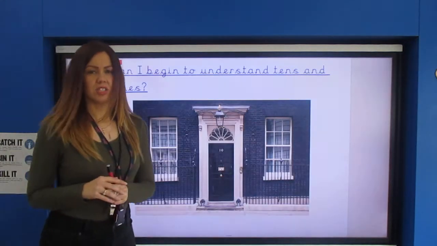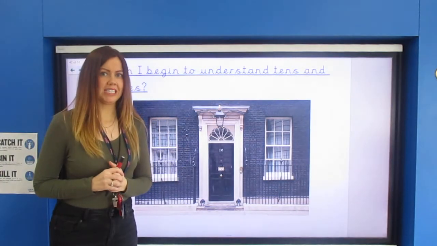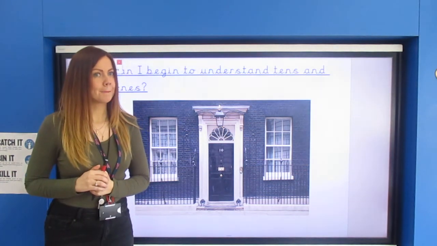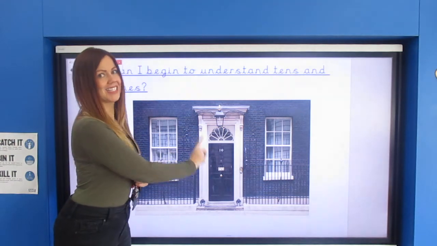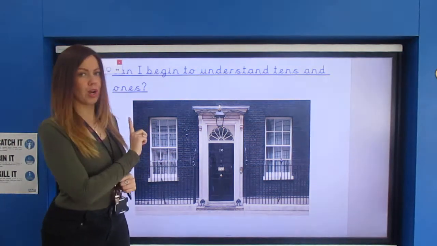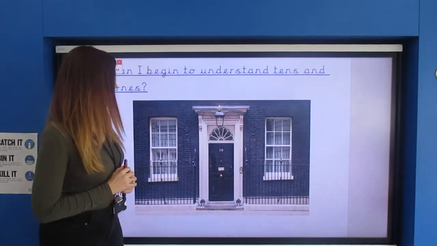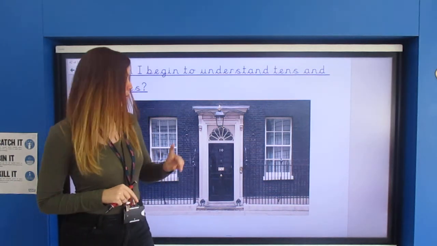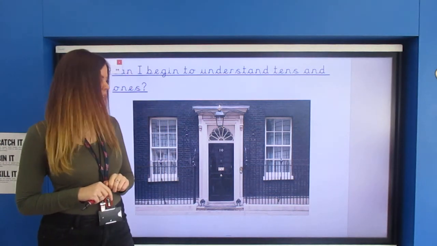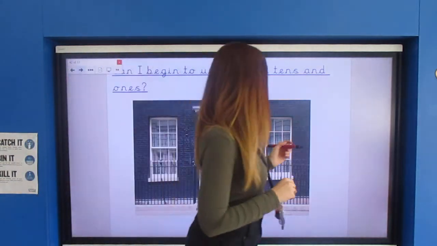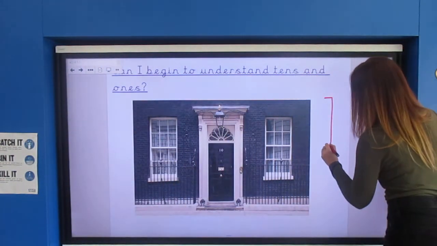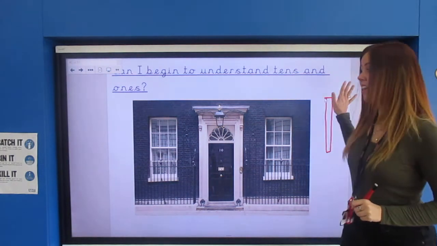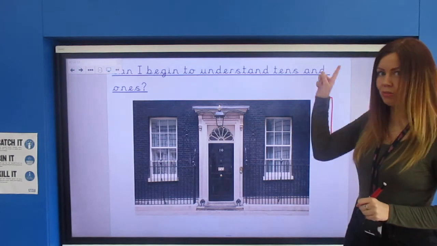Okay. Does anybody know what this special door is? It's a very famous door, and you might have seen it on the news a lot lately. It is number 10 Downing Street, and it is where the Prime Minister lives. Okay, so how many 10s and 1s are in the Prime Minister's house? 1 10. Are there any 1s? No. So it's just 1 10 stick. Okay, and you could put all of your little cubes on if you needed to, but we know that means 10. So we don't need to. I don't need to count them all, do I?